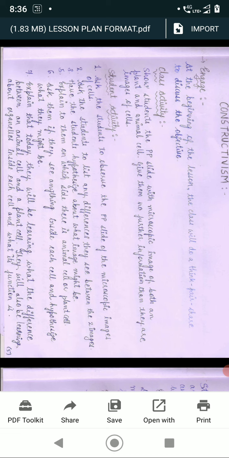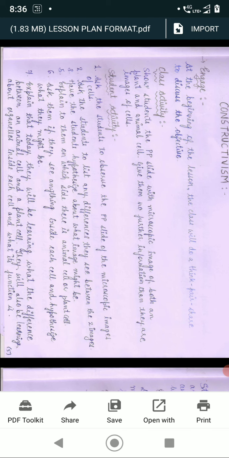You don't have to give further information. Then there are the images of the cell. Student activity would be to ask the students to observe the PPT slide of the microscopic images of the cell. Ask the students to list any differences they see between the two images. Have the students hypothesize about what the image might be. Explain to them which slide is the animal cell or plant cell. Ask them if they see anything inside each cell and hypothesize what they might be.